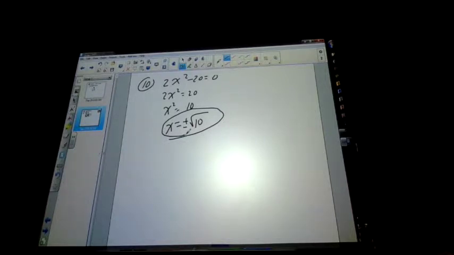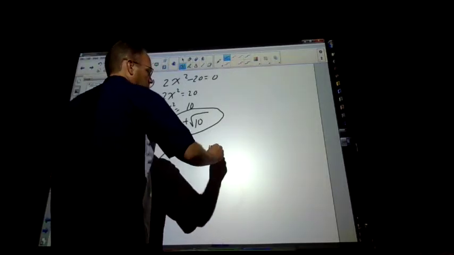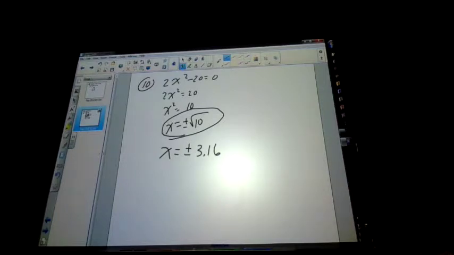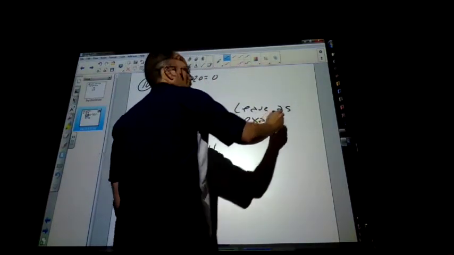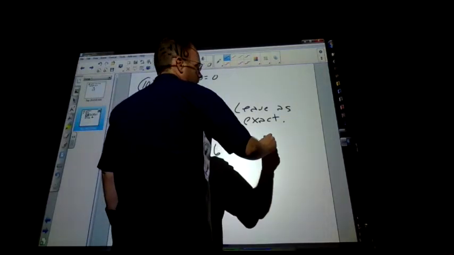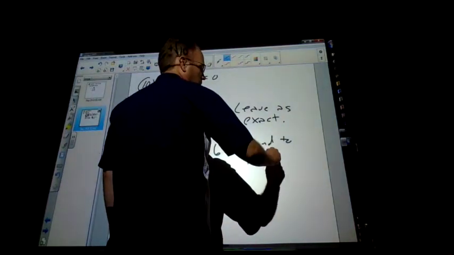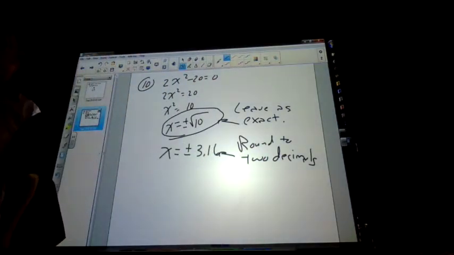So what's the better answer to leave? Both. Unless I say leave it. If you have the terminology that says leave as exact, if the directions say that, it means exact. If it says round to 2 decimals, that's the answer I'm looking for. If I just say solve it, I'm going to leave it up to you. Is that okay? Okay. Any other questions you might have come across from the homework?